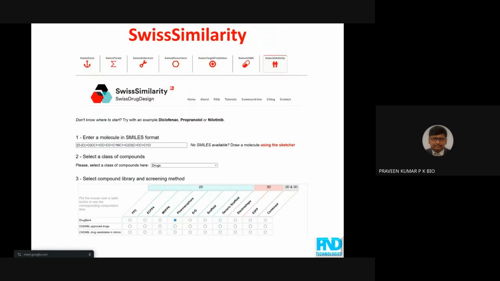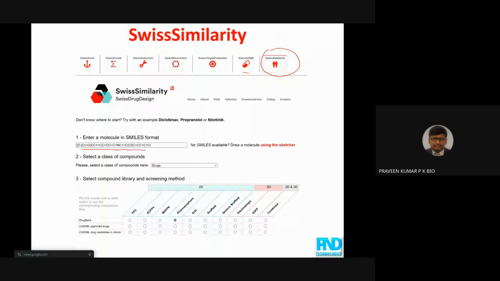Now let me go ahead with the next tool called Swiss Similarity. What is Swiss Similarity? In Swiss Similarity, we have to input a canonical SMILES format. Swiss ADME and Swiss Similarity are nearby tools, and you can access these tools from the same URL. In Swiss Similarity, I am just inputting a chemical compound in SMILES format, and I am selecting a class of compounds like drugs.